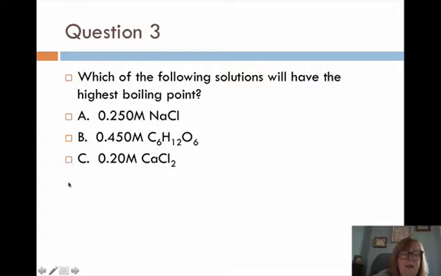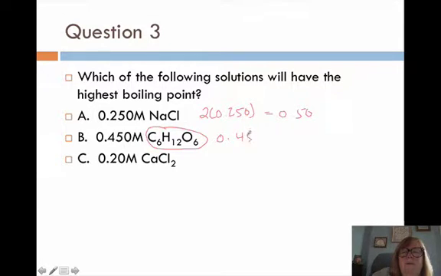We've got different concentrations and we have different things. So this can be a little bit tricky. Here the number of particles is 2 particles, the sodium and the chloride, and then I just multiply it by the concentration, and that gives me 0.5. This is molecular, it's not going to separate, and so it's going to just be 0.45.